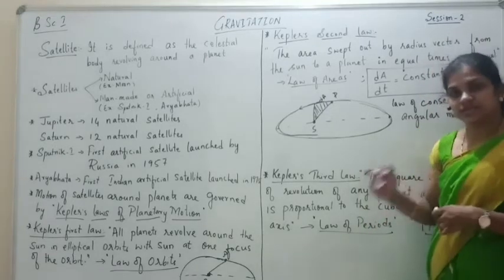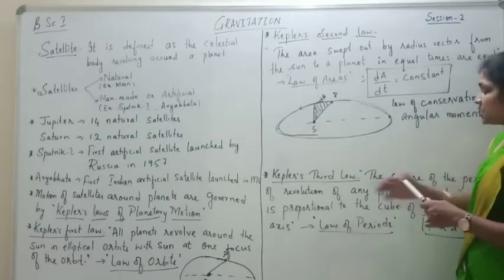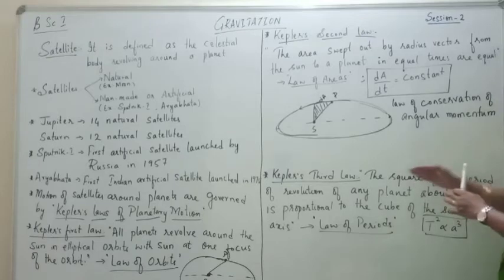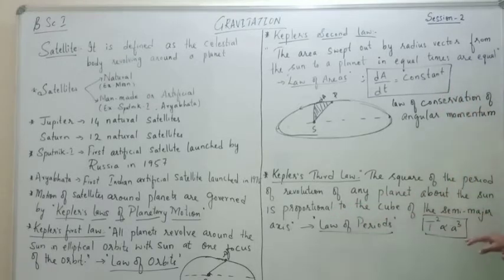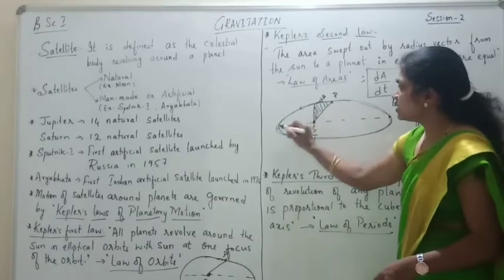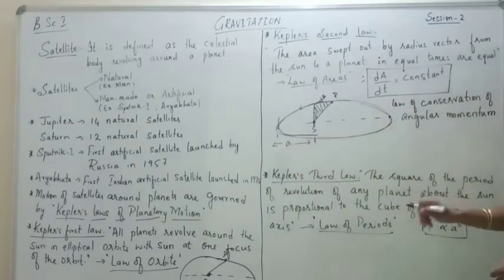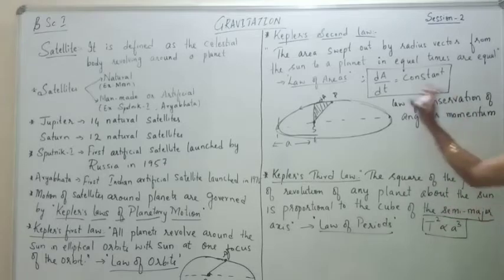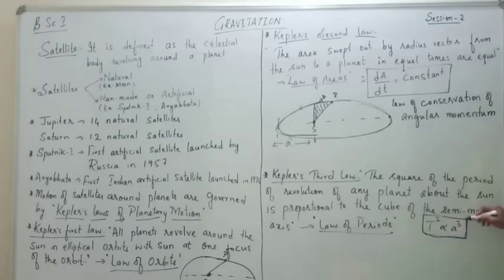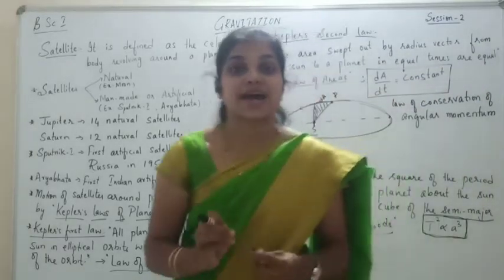Right? Now, let's move on to the third and final law of Kepler. Kepler's third law states that the square of the period of revolution of any planet about the sun is proportional to the cube of the semi-major axis. Now what is the semi-major axis? This distance here is the semi-major axis. So we are saying that the square of the time period of revolution of the planet is directly proportional to the cube of this semi-major axis. So we are saying that T square is directly proportional to a cube. So these are Kepler's three laws of planetary motion.